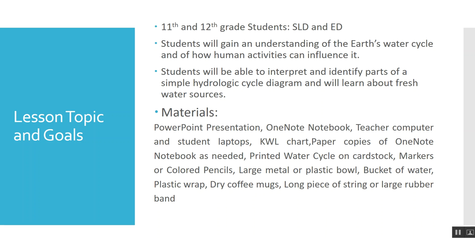Goals of the lesson address SOL standards for earth science and allow for students to gain an understanding of the Earth's water cycle and how human activities can influence it. Students will also be able to interpret and identify parts of a simple hydrologic cycle diagram and learn about freshwater sources. Materials include the PowerPoint presentation, OneNote notebook activities, teacher and student laptops, as well as other materials listed here.